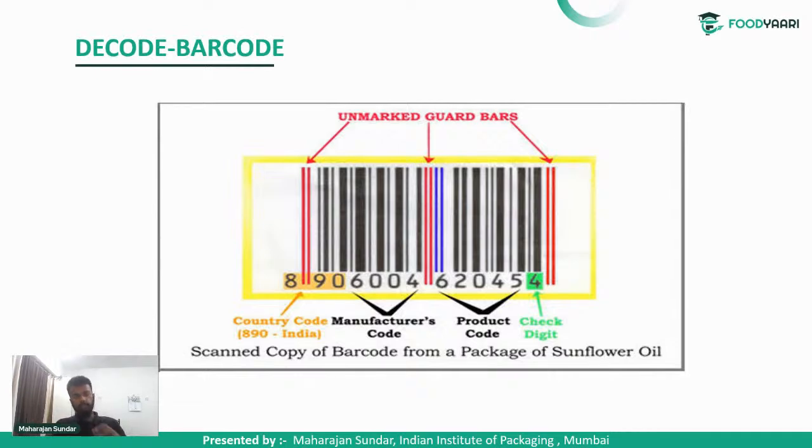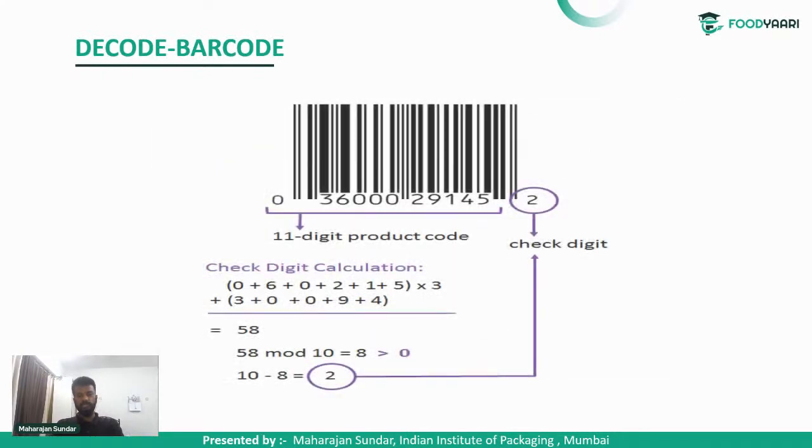Again, I'm telling you, it consists of 3 plus 4 plus 5 plus 1. This is the total number, and it consists of the first three digits of country code. 890 is the country code for India, the next four digits are the manufacturer's code, the next five digits are the product code, and the last digit is the check digit. And how can the check digit be calculated? Outside India, the check digit will be outside the lines, as shown here, but in India the check digit will be inside the line.